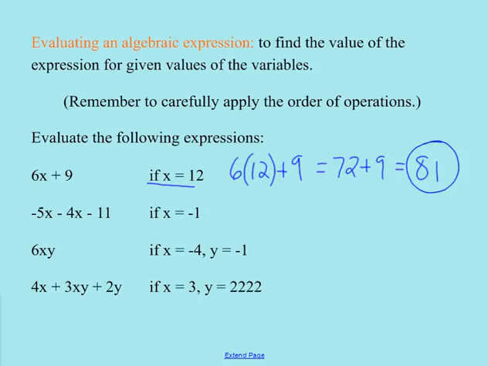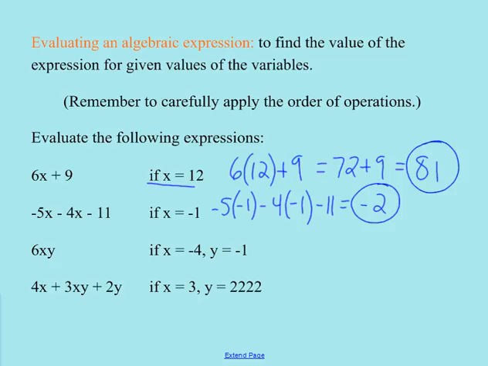All right, let's look at our second example. Negative 5x minus 4x minus 11 if x equals negative 1. So let's plug in negative 1 everywhere there's an x. So negative 5 times negative 1 minus 4 times negative 1 minus 11. And again, you can grab your calculator. I'm certainly going to use mine on this one. So negative 5 times negative 1 plus negative 4 times negative 1, and then minus 11, and we end up getting negative 2. So when x equals negative 1, that expression is negative 2.